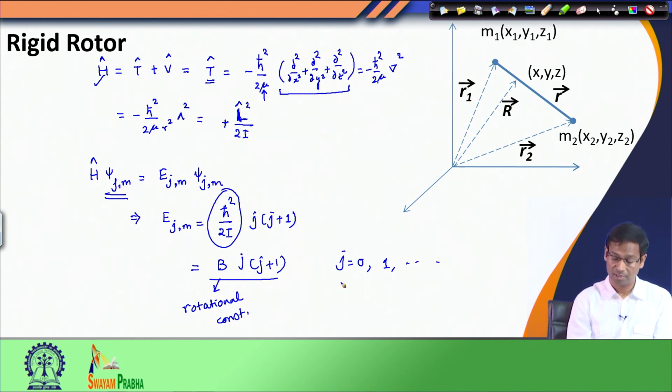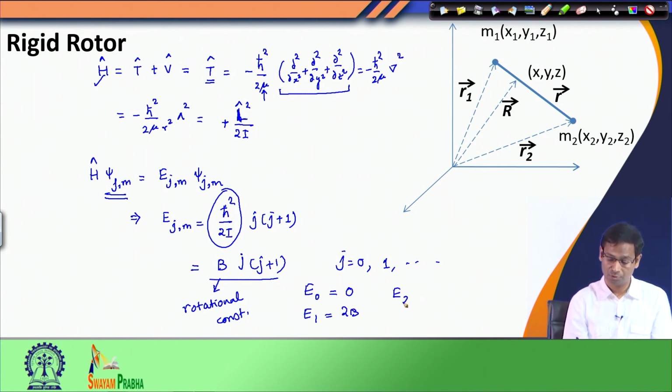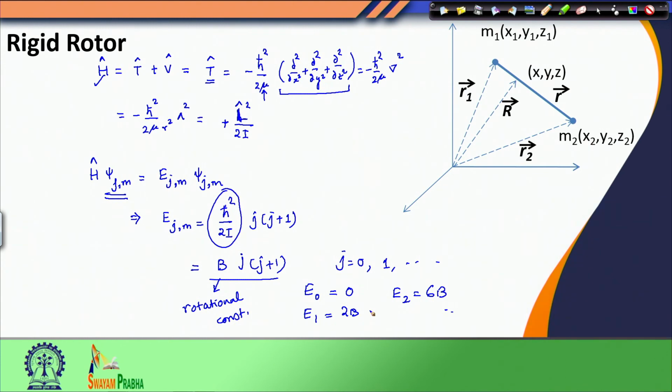So, again if I use J as 0, the energy is 0. When J is 1, I have 2B as the energy. When J is 2, E2 is 2 into 3, 6B, and so on and so forth. So, this way we also obtain the eigenvalues of the rigid rotor problem.